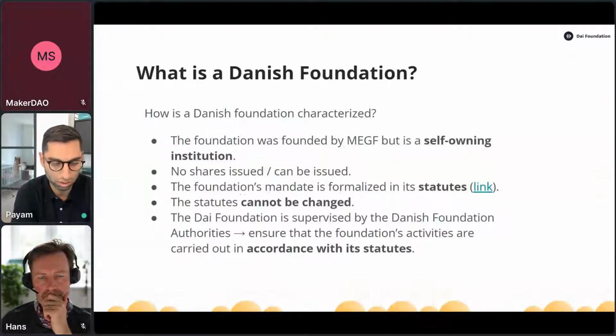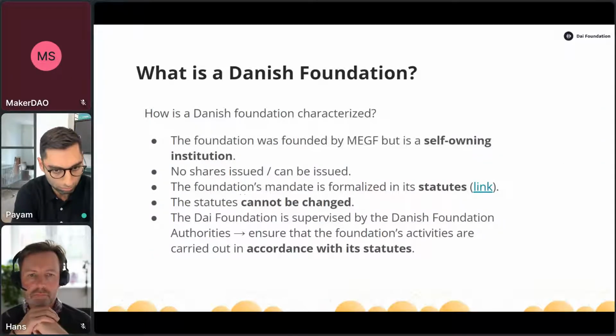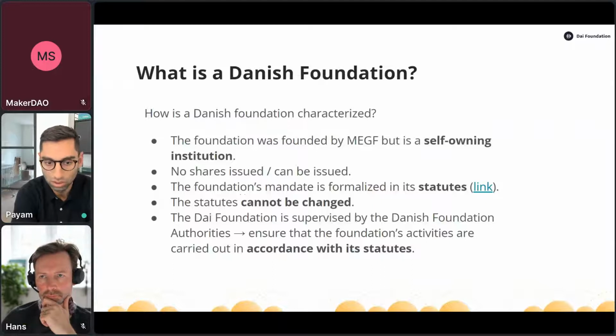I'm here to share some general notes in terms of what a Danish foundation is, what the principles are, and what the traits behind a foundation are. And needless to say, if you have any questions, just feel free to shoot them.